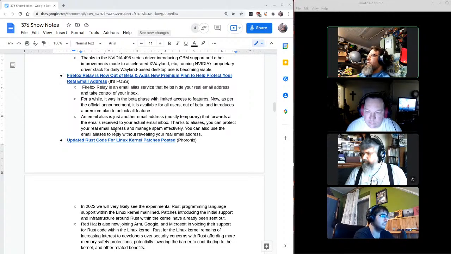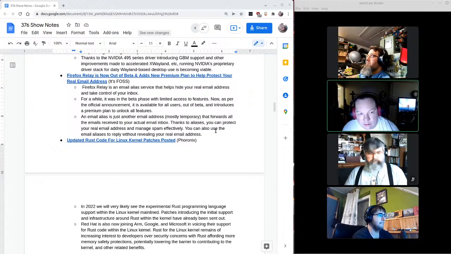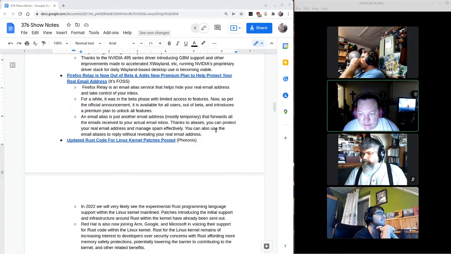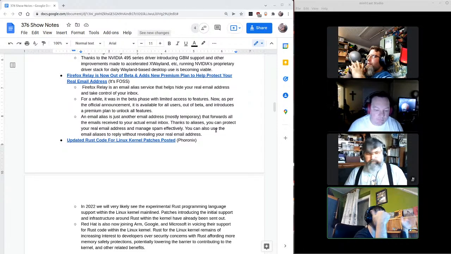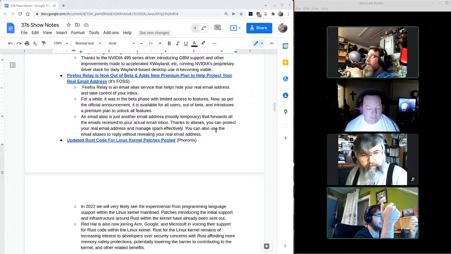Thanks to aliases, you can protect your real email address and manage spam effectively. You can also use the email aliases to reply without revealing your real email address. It's interesting because DuckDuckGo is actually doing the same thing right now. I just got the beta invites to get a duck.com address. So I haven't had a chance to use it yet, but it does seem good for privacy. This is something that people have been using various obscure services and websites for, like generating temporary email addresses, and now having temporary email addresses, temporary phone numbers, things like that.